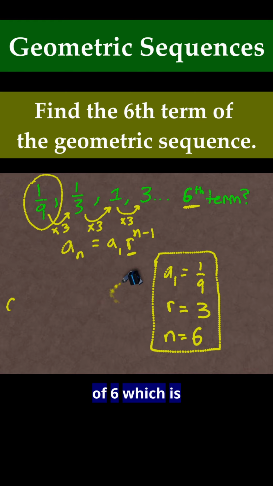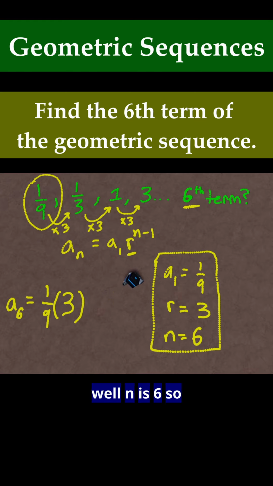So we'll have a of 6, which is the value of the sixth term, is equal to a1, which is 1/9, because that's our first term, times r, our common ratio of 3, and then to the n minus 1 power. Well, n is 6, so it's the 6 minus 1 power. So all we need to do is just compute this. Let's do order of operations first. First, we need to do exponents. So 6 minus 1 is just 5.